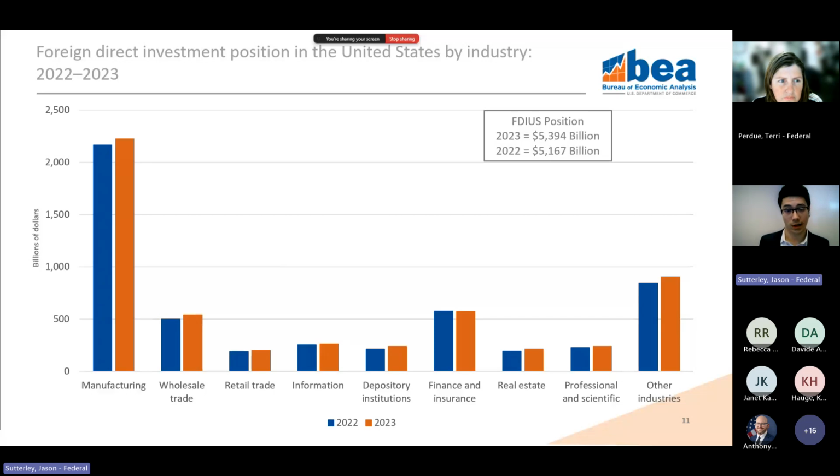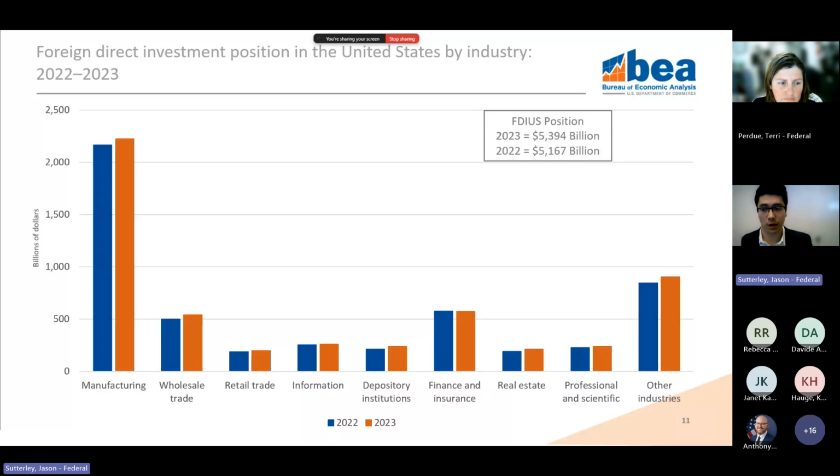Other industries is second with 16.8%, or $905 billion. Finance and insurance is third with 10.6%, or $574 billion. And wholesale trade is fourth with 10%, or $541 billion.